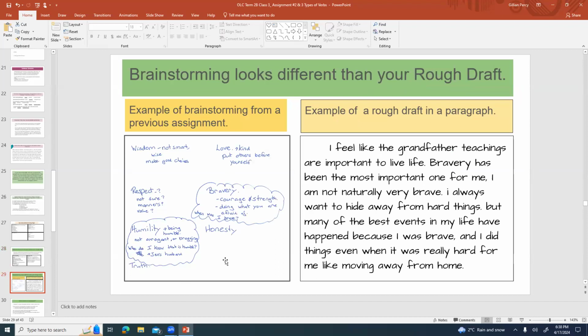So here's an example of brainstorming from a previous assignment. Here's an example of a rough draft. You can see the difference, right? One is clearly just kind of little random notes for yourself. One is written in sentences, okay? So this is what we're looking for, not this, okay?